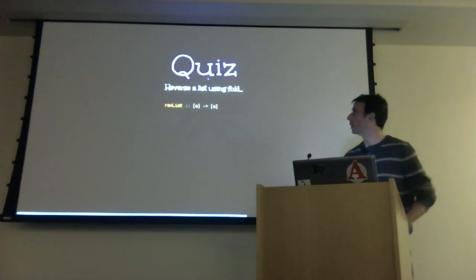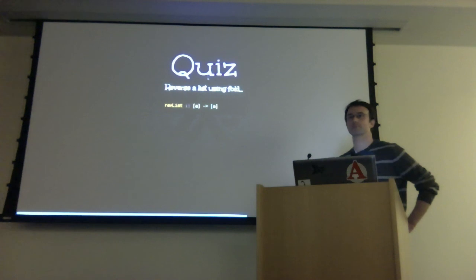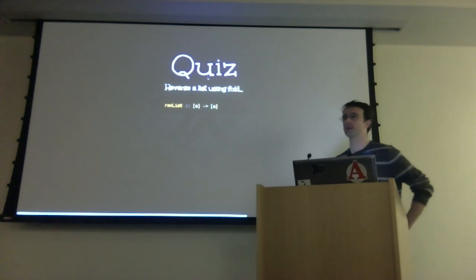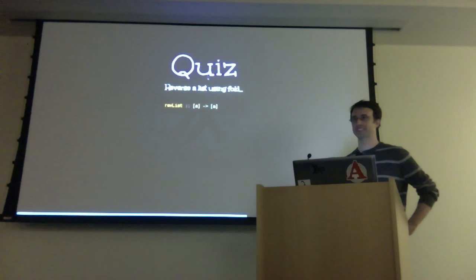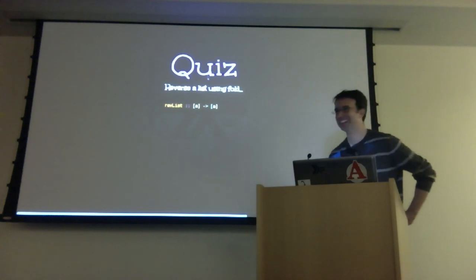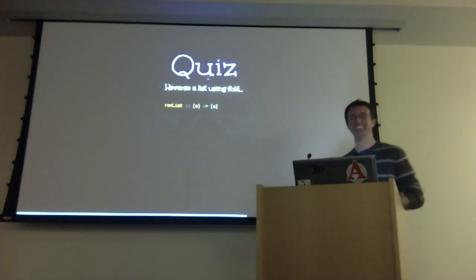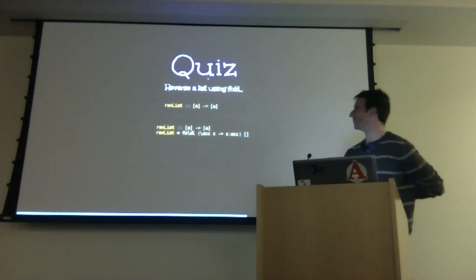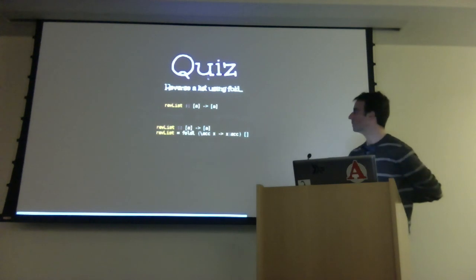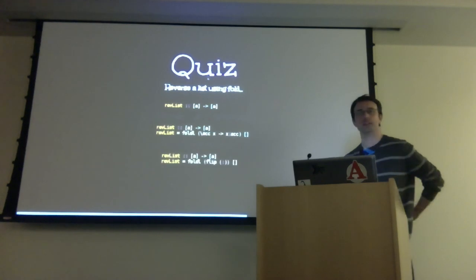So how to reverse a list using fold? Fold left or fold right? But you didn't want to reverse the map, right? My head's going to explode. This is a common problem. All right, so that's one way to write it. Is that right or wrong? Or you can write it like that, using the flip function that I mentioned earlier.